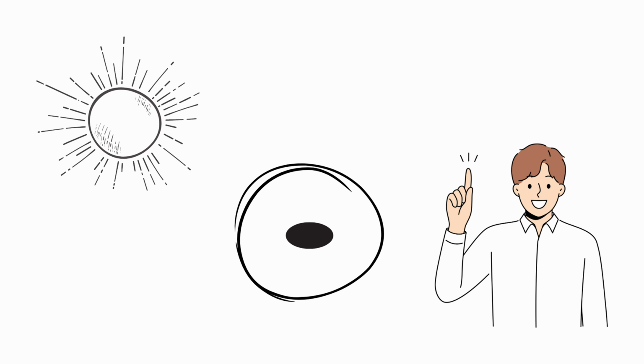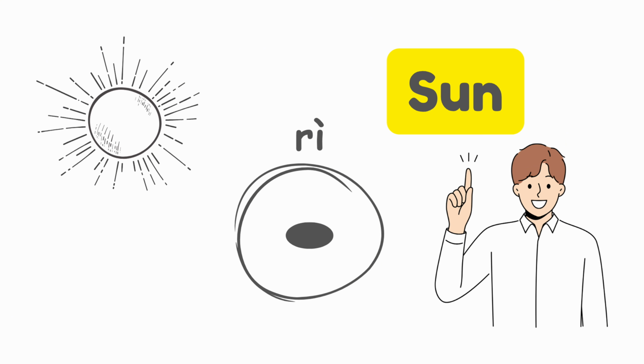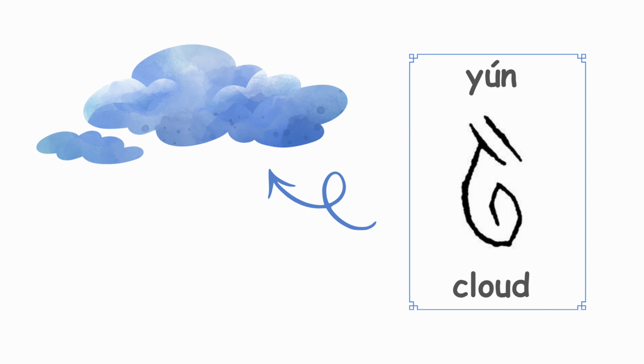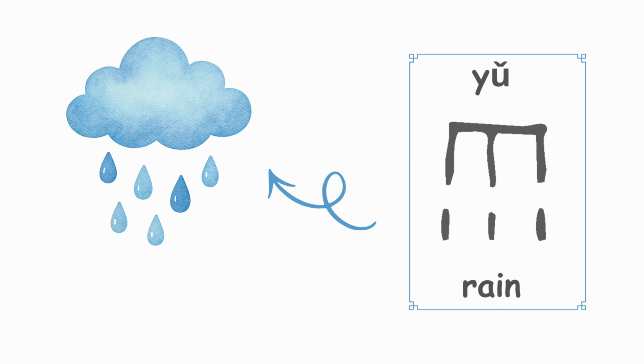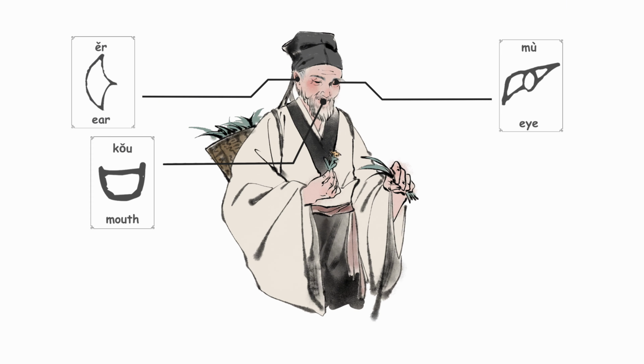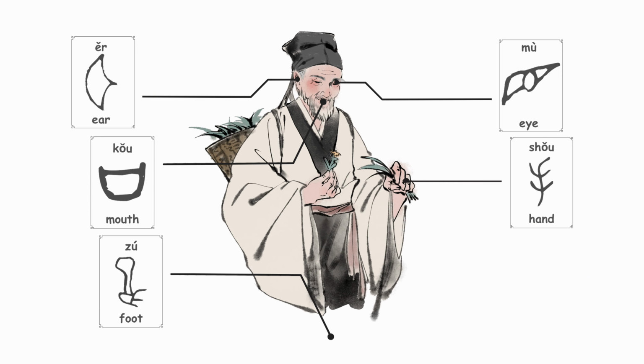You might draw a simple circle to show its shape, and then add a dot in the middle to represent its brightness. And there you go. That's 日. 日, the earliest character for the sun. There are many characters like this, like 月 for the moon, 山 for mountain, 水 for water, 云 for cloud, and 雨 for rain. Then you look at yourself, your body, and create characters like 耳, 目, 口, 手, 足.